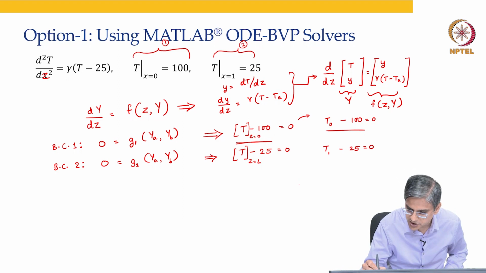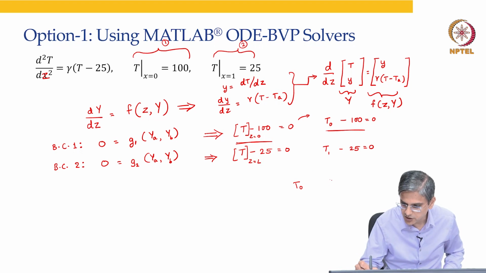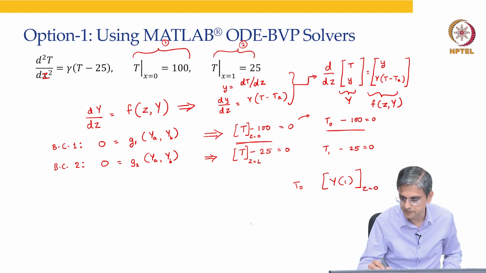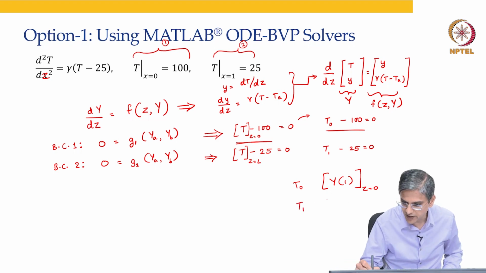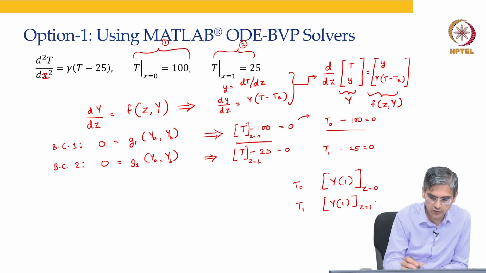Now, what is T0? Okay, I made a mistake and I will come to that. T0 is nothing but y1 at location z equal to 0. Okay. T1 is nothing but y1 at location z equal to 1. Okay. What do I mean by that?